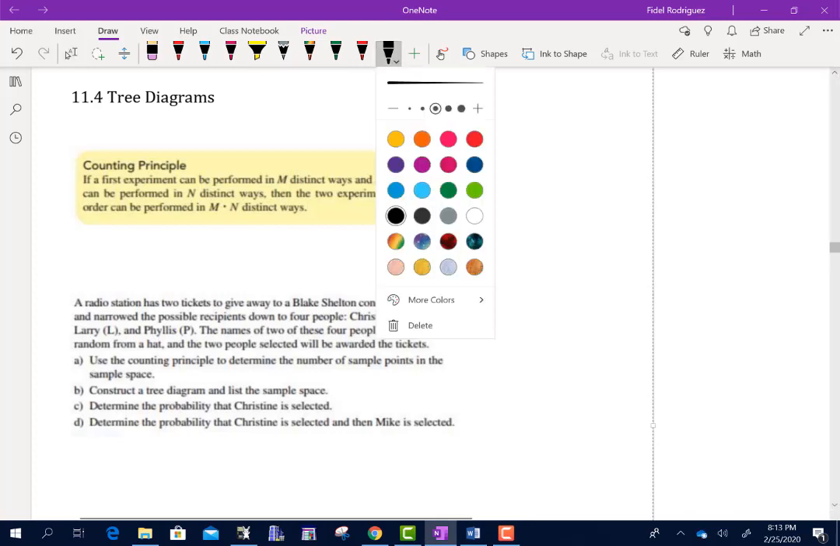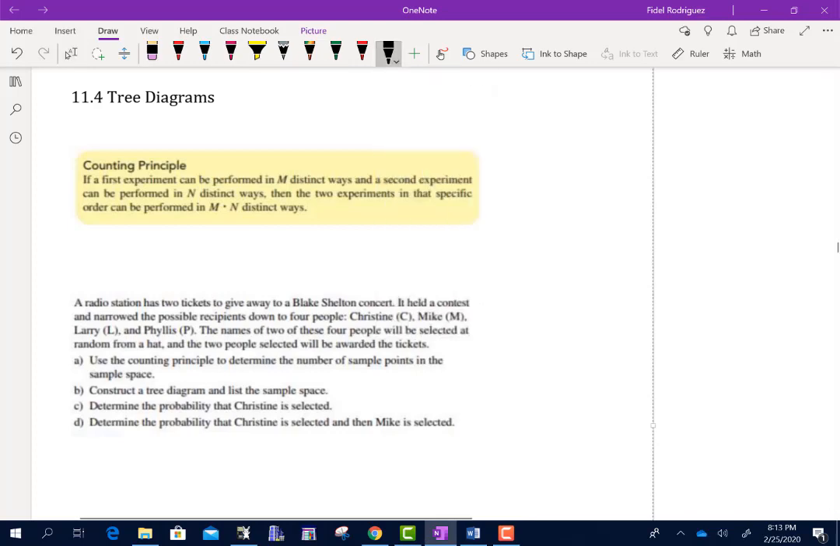Okay. So 11.4 talks about tree diagrams. And the first thing we have here is something called the counting principle. It says if a first experiment can be performed in m distinct ways, and a second experiment can be performed in n distinct ways, then the two experiments in that specific order can be performed in m times n distinct ways.